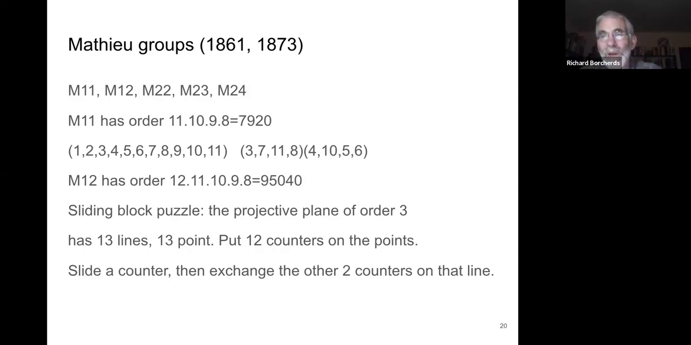And there's no real easy way to say what these groups are. I mean, John Conway had this way of taking one of these Mathieu groups as a sort of sliding block puzzle on a graph on 13 lines and 13 points, but it's not something you would think of very easily.